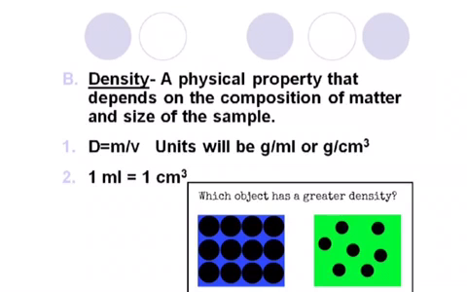So the density is a physical property that depends on the composition of matter and the size of the sample. The equation for density is D equals M over V. That's density equals mass divided by volume. The units will be in grams per milliliter or grams per centimeter cubed.